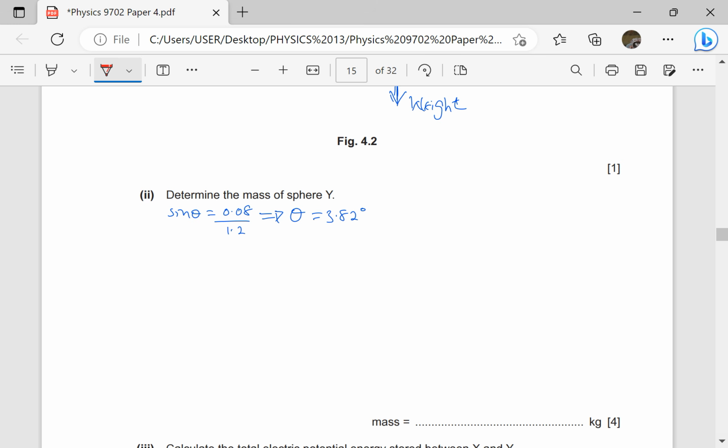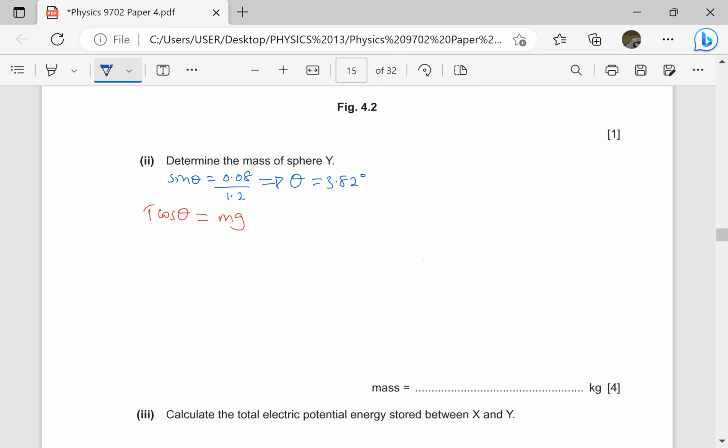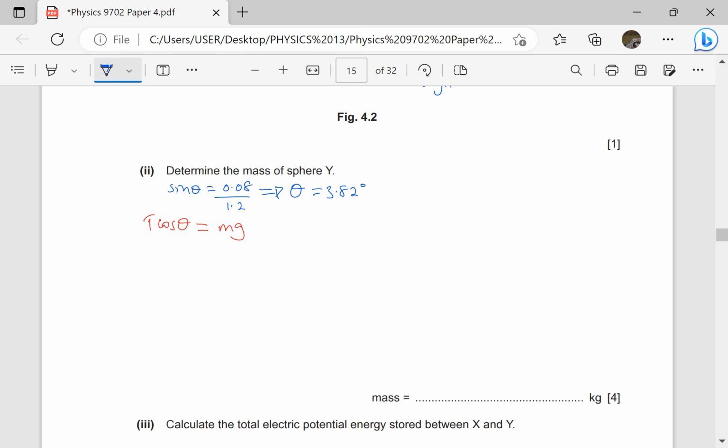So we have agreed that we have two equations. Number one, T cos theta is equal to the weight, which is mg. Let me go back to my column. T cos theta, which is cos 3.82, should be equal to mg, which is the mass times g, which is 9.81. I'll call this one the first equation.